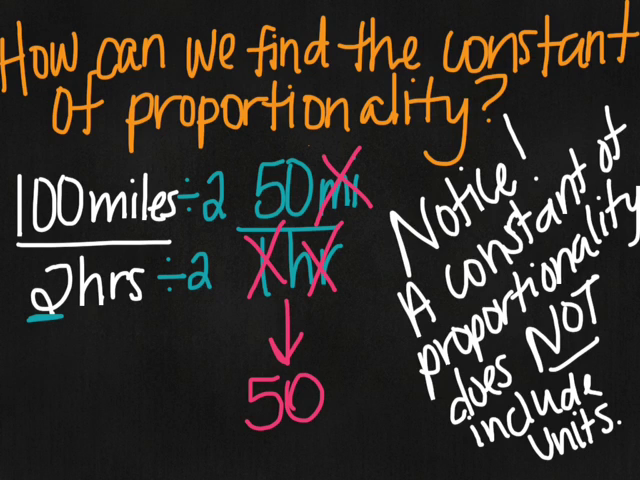Now, notice again, a constant of proportionality does not include units. So you cannot write it the same way as unit rate, even though they essentially mean the same thing.